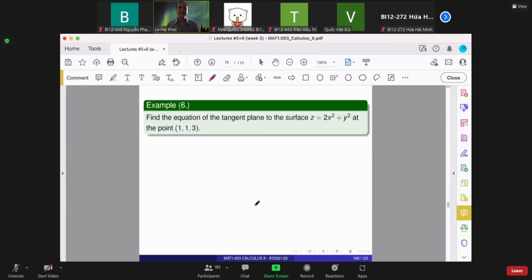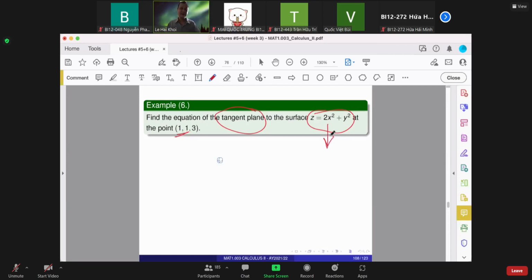So, example. What example do we have? Surface here. This point belongs to this surface: x equal to 1, y equal to 1, and z equal to 3. So you have some surface, and you are asked to write down the equation of the tangent plane to this surface at a point. So what do we do?